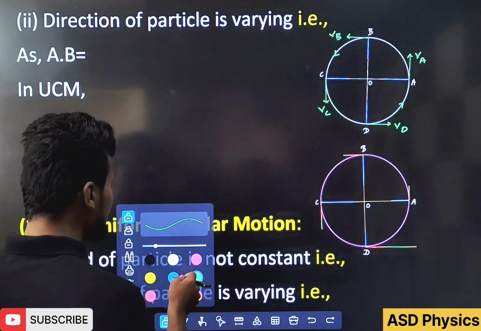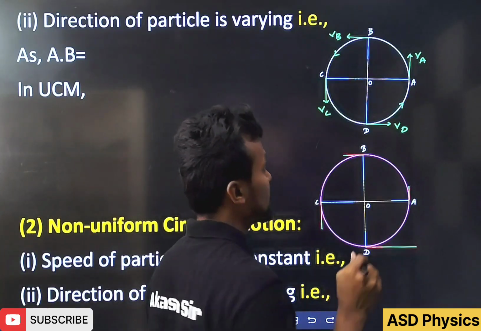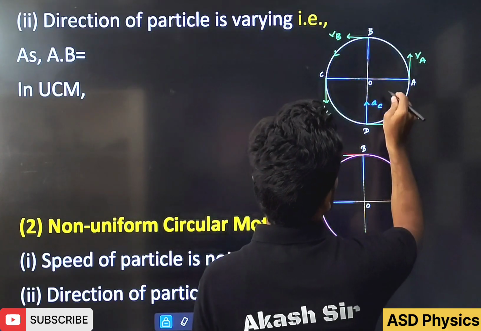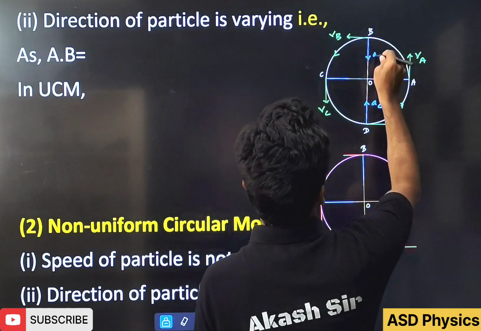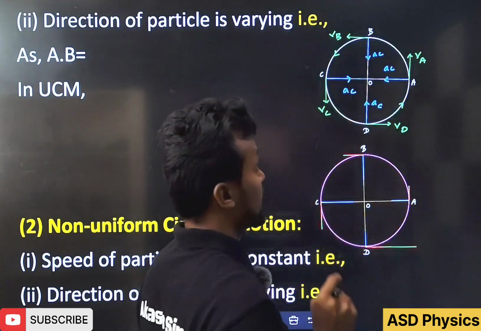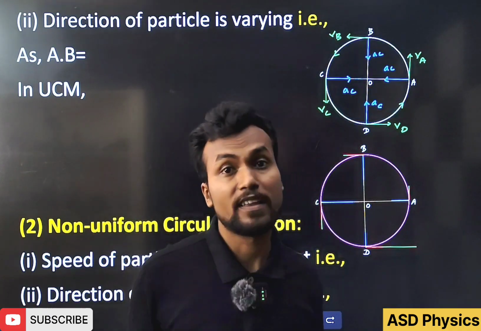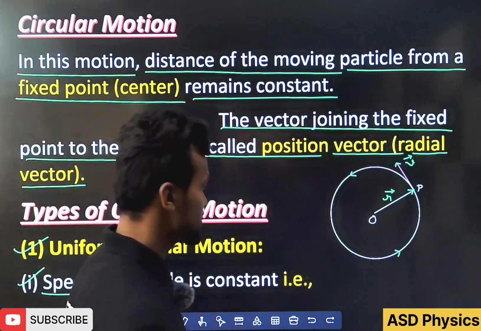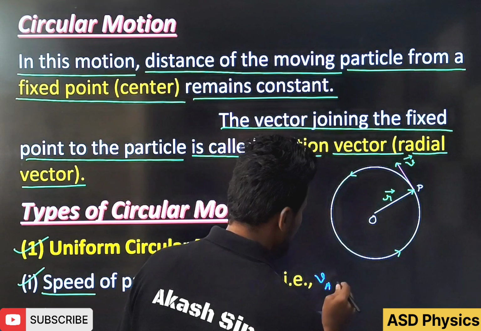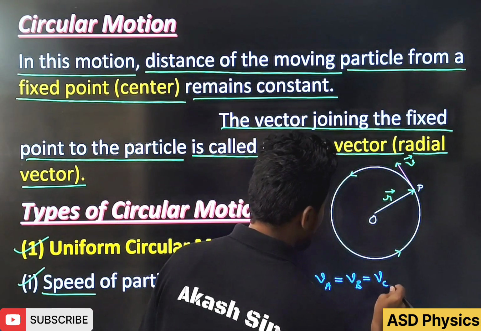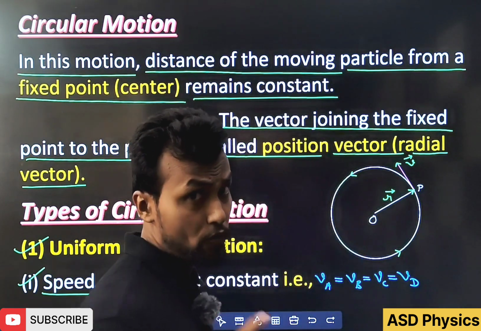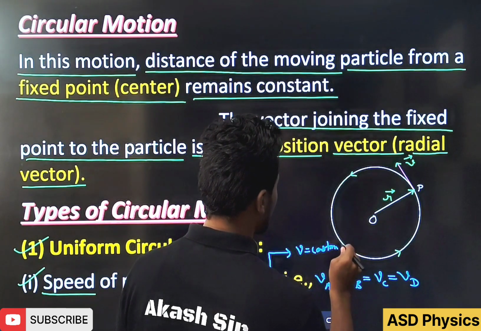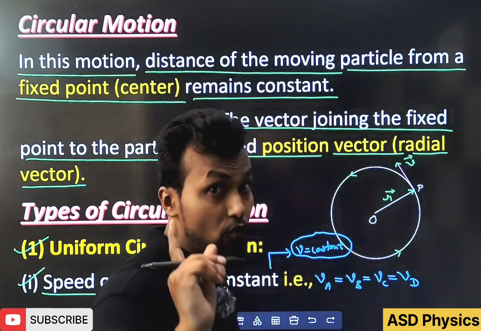And remember that whenever any particle moves in a circular path, centripetal acceleration is needed. For that we will do the derivation also, AC. And as you know that speed is constant, so the centripetal acceleration value will also be constant. So we can see, speed of the particle is constant. That means we can say VA is equal to VB is equal to VC is equal to VD. Or in a very basic way, this speed is constant in a uniform circular motion.